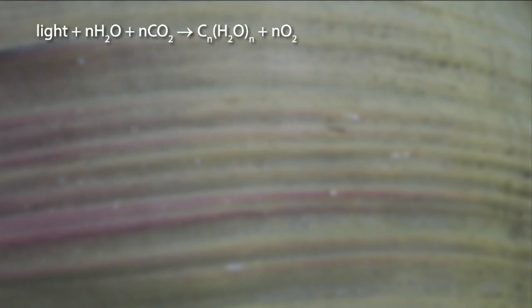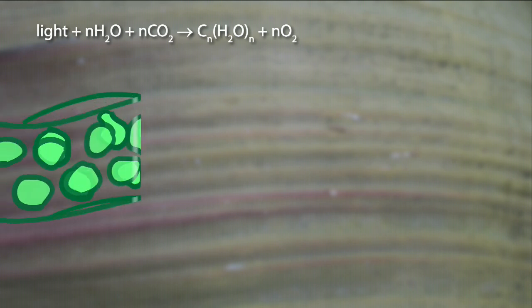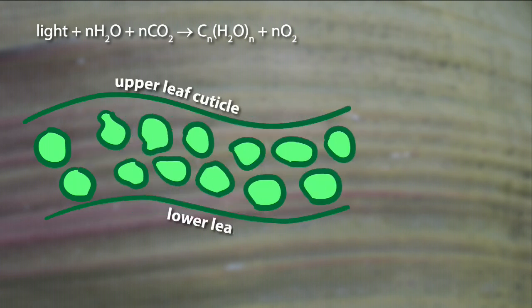Photosynthesis involves using sunlight to combine carbon dioxide and water into carbohydrate, that is, sugar. Light is captured in the leaf, which is bounded by an upper and lower leaf cuticle. Photosynthetic cells contained within the leaf capture the light energy in a tissue known as the spongy mesophyll.